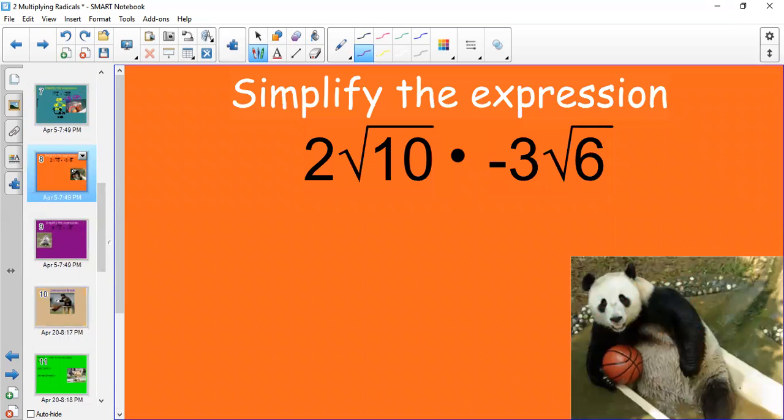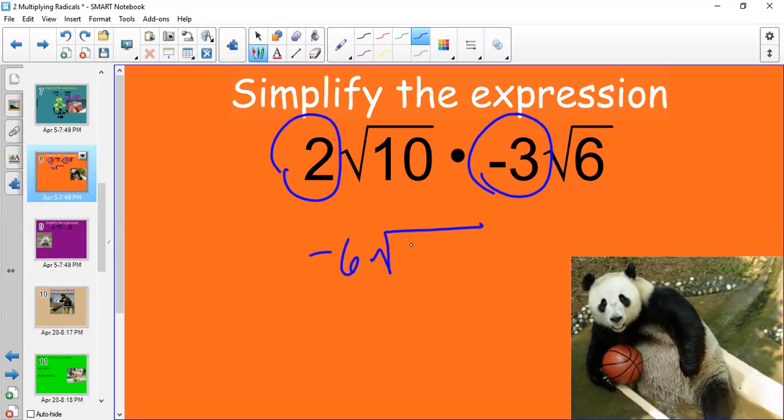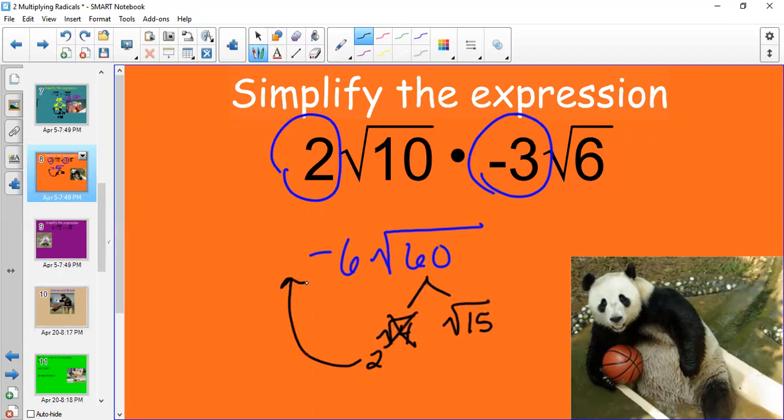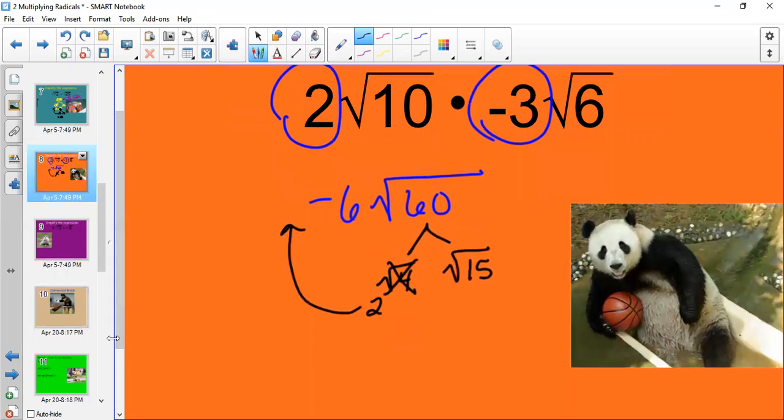All right, this one we're going to throw in some outside numbers. That's okay. You just multiply outside with outside, so we get -6. And we do inside with inside, so 10 times 6 is 60. And then we're going to split up 60. We just said that that was 4 times 15. And the square root of 4 is 2, which is going to come out here and join our -6. And we multiply those, so we get -12. And we have the square root of 15 left.